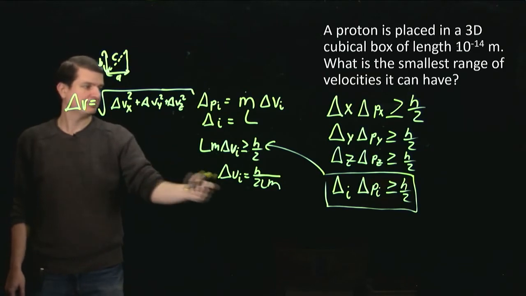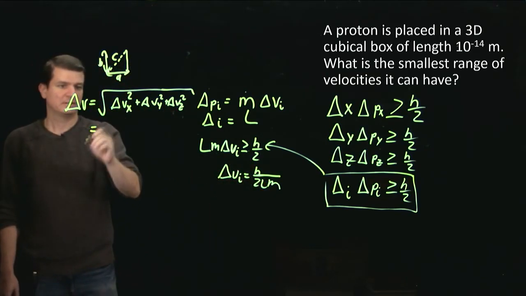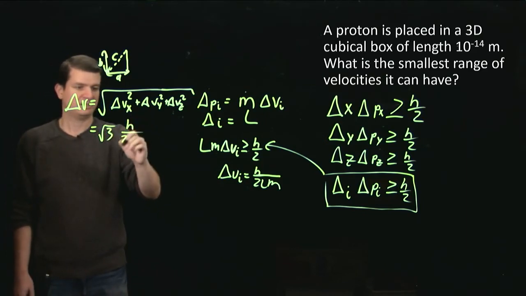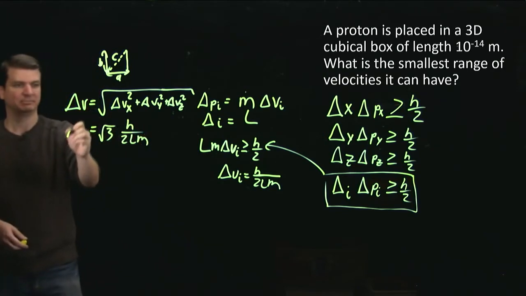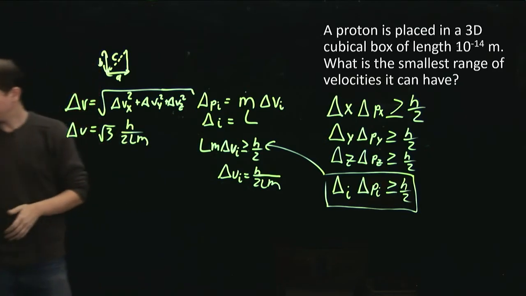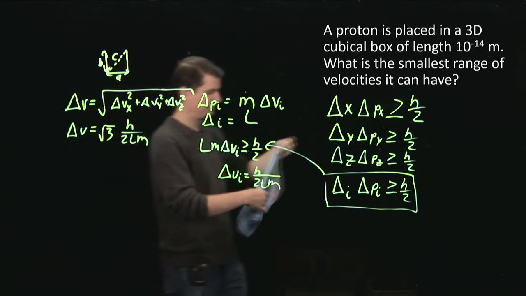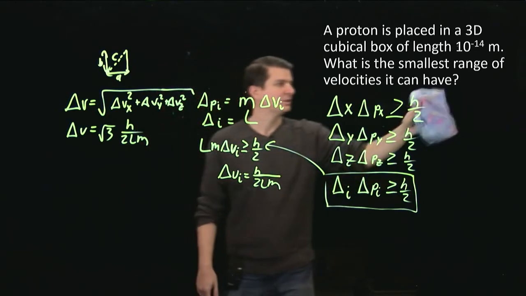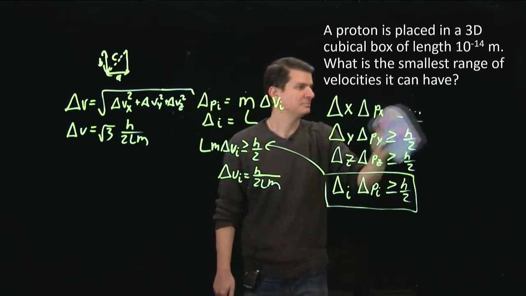Now, these are all the same. They're just h on Lm. I've got 3 of them. I end up with a factor of square root of 3, h on Lm, for delta v. And so that gives me the smallest range of values if I do one more step. Okay, and first, before we form a range, what we need to know is exactly what does this thing equal.